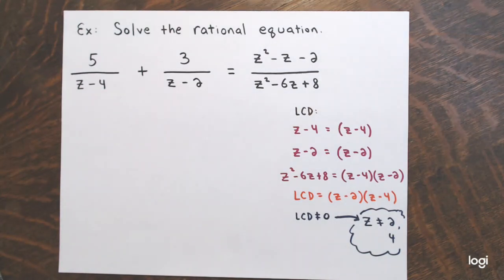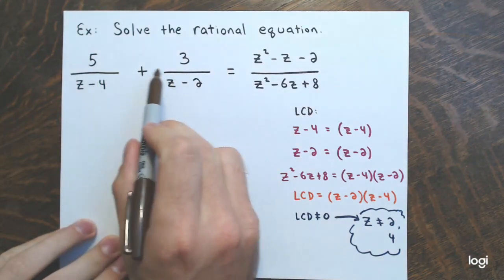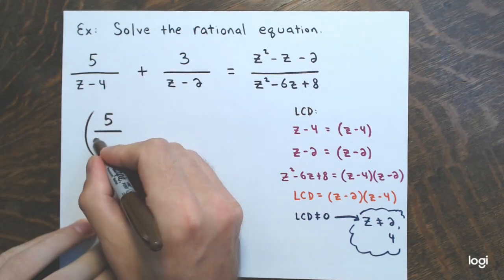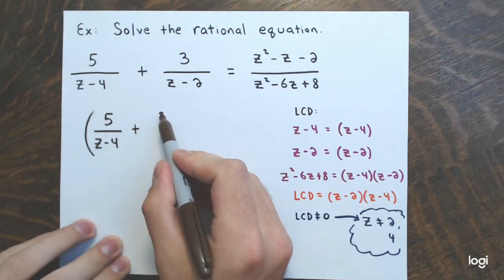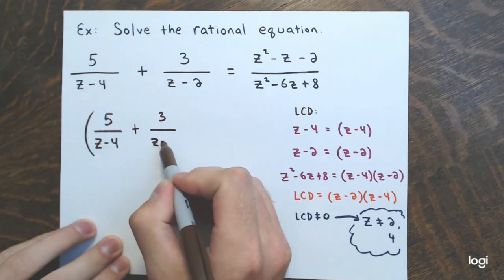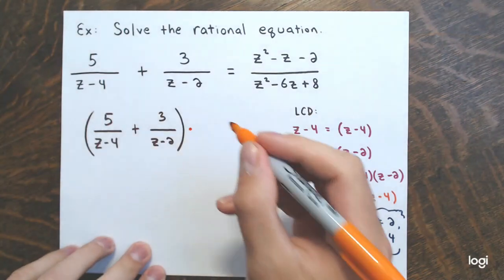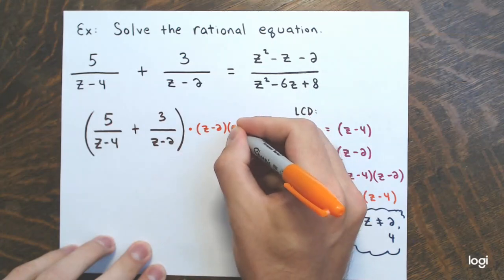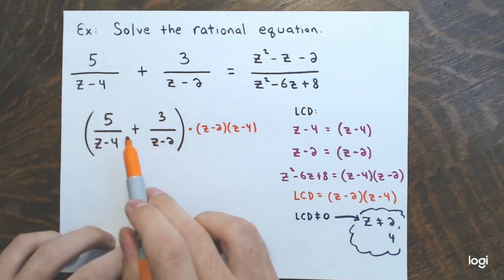So the first part was finding the LCD. The second part was multiplying both sides by the LCD. The left side here has two fractions, two terms, so put it in parentheses, since you're multiplying that entire side by the LCD. So I've got the 5 over z minus 4 plus the 3 over z minus 2, and that is getting multiplied by this LCD, the product of factors z minus 2 and z minus 4. And there's going to be some distributing going on here, again, because there's a sum here, multiple terms.